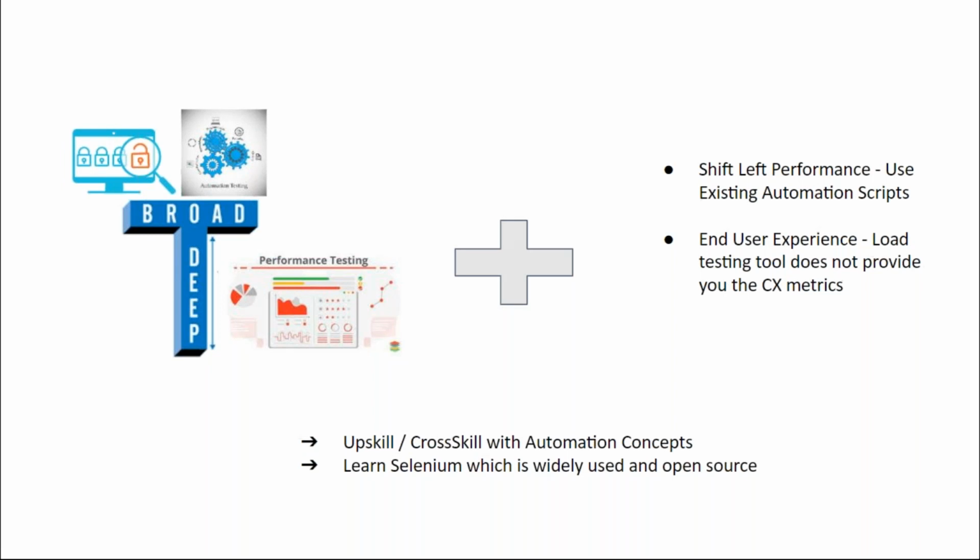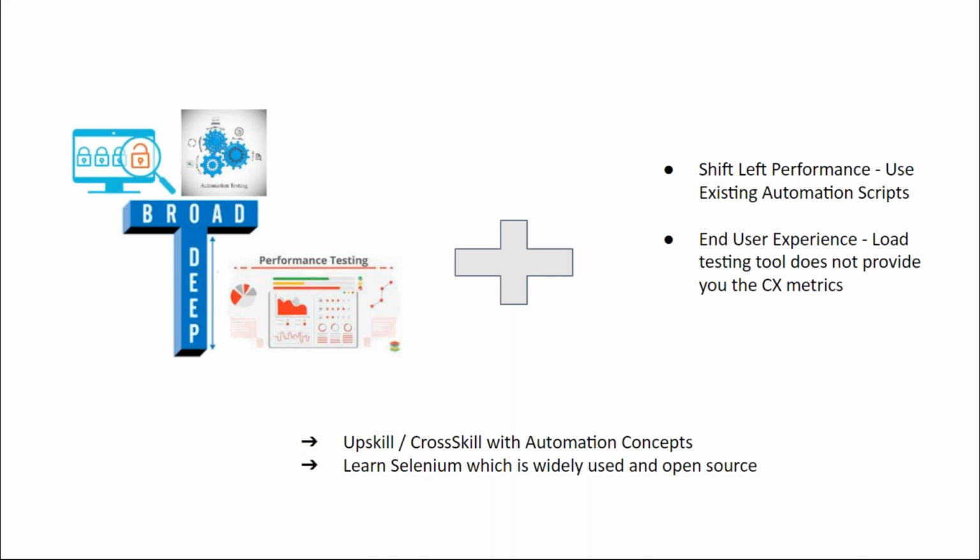And along with that, we also have the concept of shift-left performance, right? Where we have to do early performance testing, and with early performance, we might not have our JMeter scripts or LoadRunner scripts, and we may have to go and use the existing automation scripts, with whatever minimal testing we can do. And the second aspect is your end user experience. Your load testing tool doesn't provide you the complete CX metrics, customer experience metrics, and we have to move towards browser-based testing, or again make use of the existing automation scripts.